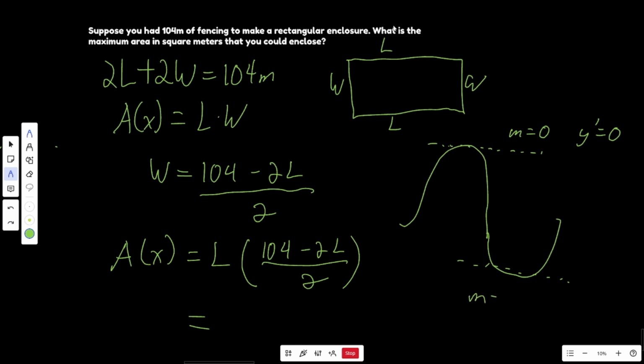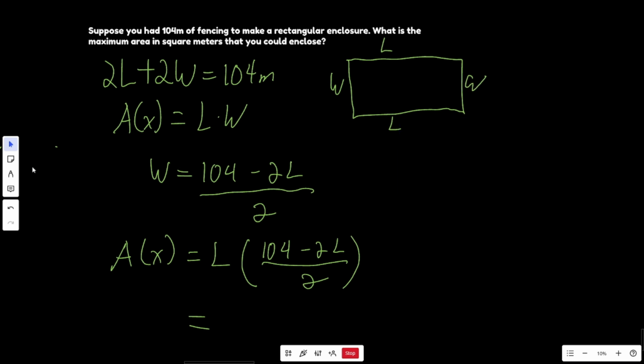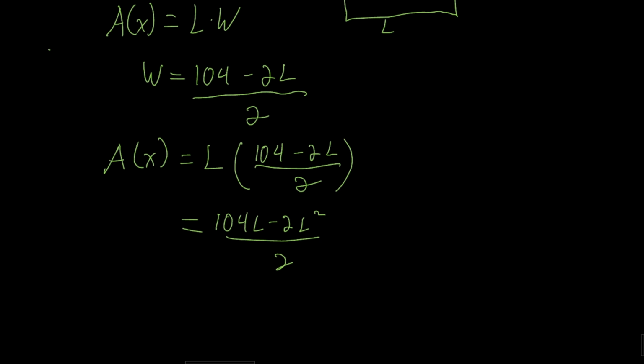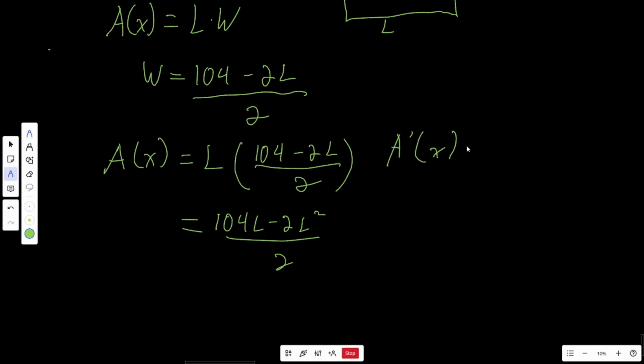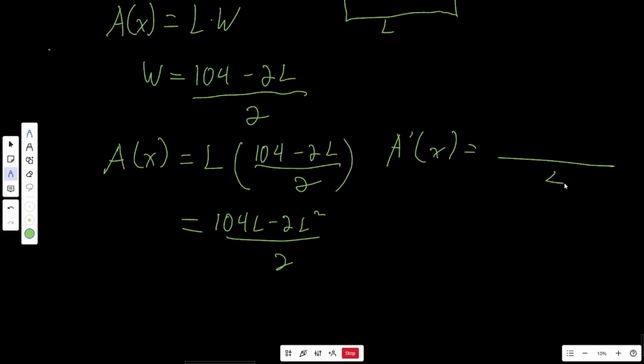So, we're going to get the derivative of this function, and we're going to equate everything to 0. So let's differentiate. But first, we need to simplify our equation. So we're just going to distribute the L, so that becomes (104L minus 2L squared) over 2. And now we're going to get A prime. Now, A prime is going to be given by the quotient rule. We're given a constant on the bottom, so let's just go ahead and square that already.